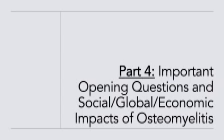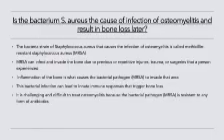Part 4, important opening questions and the social and global economic impacts of osteomyelitis. Is the bacterium S. aureus the cause of infection of osteomyelitis, and does this result in bone loss later? Well, the bacterial strain of Staphylococcus aureus that causes the infection of osteomyelitis is called methicillin-resistant Staphylococcus aureus, also known as MRSA. MRSA can infect and invade the bone due to previous and repetitive injuries, trauma, or surgeries that a person experiences. Inflammation of the bone is what causes the bacterial pathogen to invade that area.